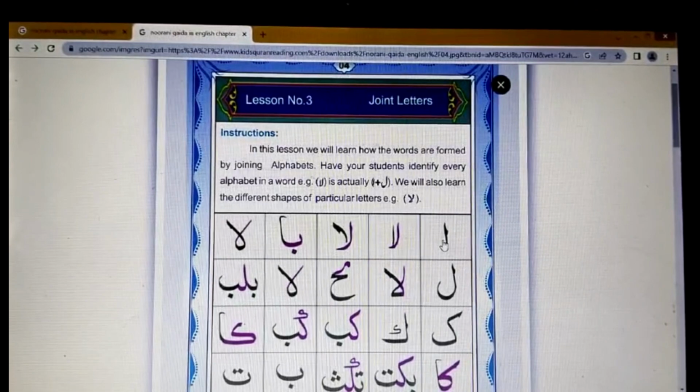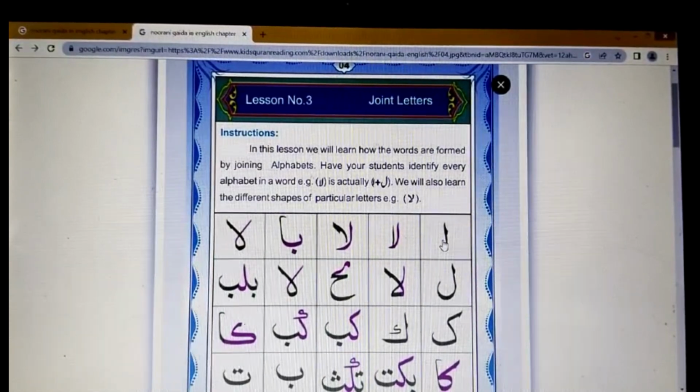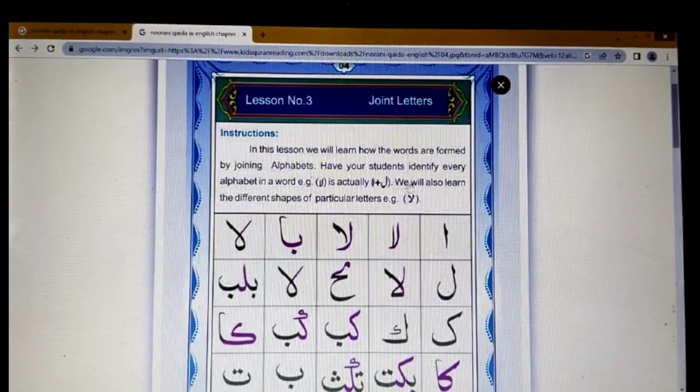So here is our lesson number 3. Instructions of this lesson. In this lesson we will learn how the words are found by joining alphabets. Have your students identify every alphabet in a word. For example, lam alif. This word lam alif is actually lam plus alif, and if we attach one word with another word, it is called lam alif. We will also learn the different shapes of particular letters.